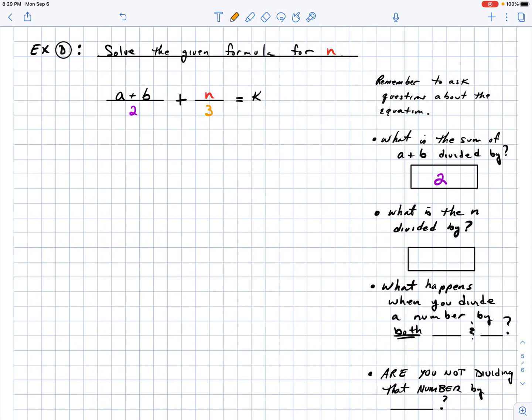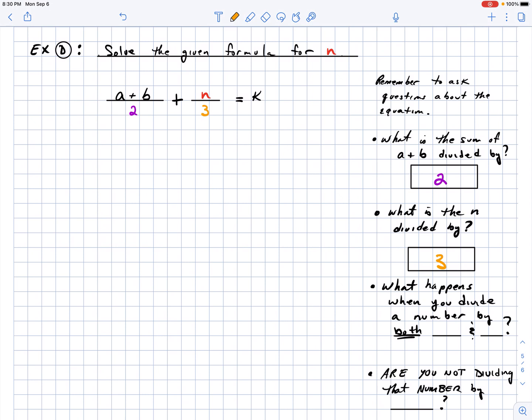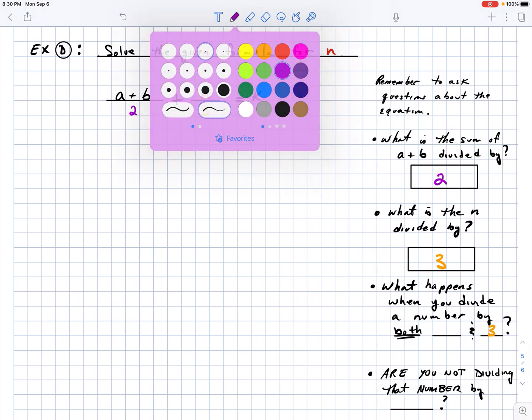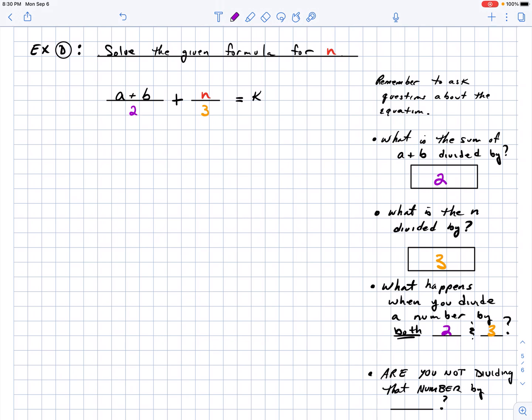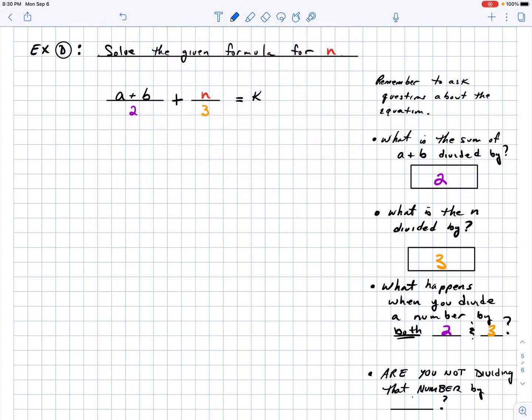So you can't separate the terms. Maybe you want to pull them out for just a second. You see how that's just the n divided by 3? So when it says, what is the n divided by? Well, it's divided by 3. So we'll just put that little guy right back. And write 3. And then we might want to ask ourselves a question like, what happens when you divide a number by both 2 and 3? Well, what do you think you're dividing that number by? Well, you're dividing it all by 6.